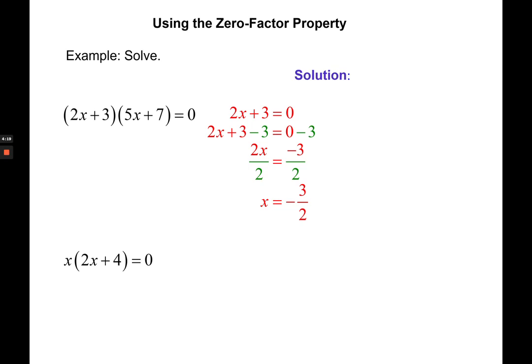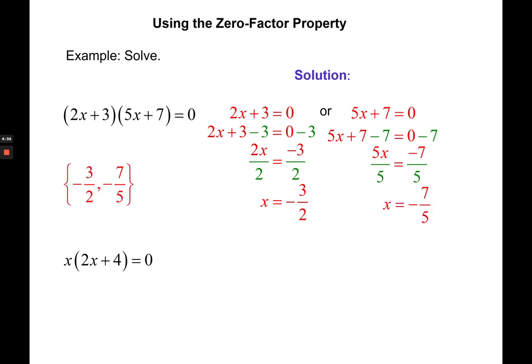That's the first solution. The second part of your factor is 5x plus 7. You also equate it with 0. Minus 7 divided by 5. You have x is equal to negative 7/5. And that's your solution.